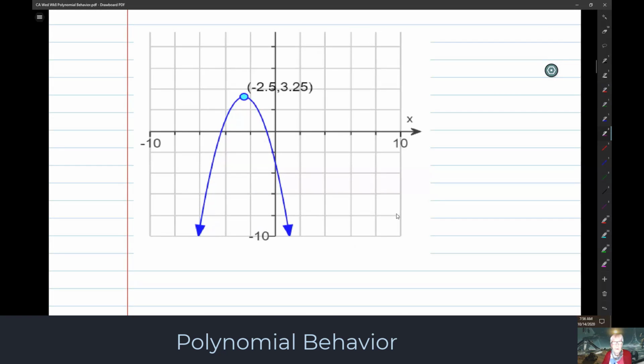Here's another one. Here's a parabola. This is clearly not just a relative maximum point, it's an absolute maximum point and a relative maximum point.